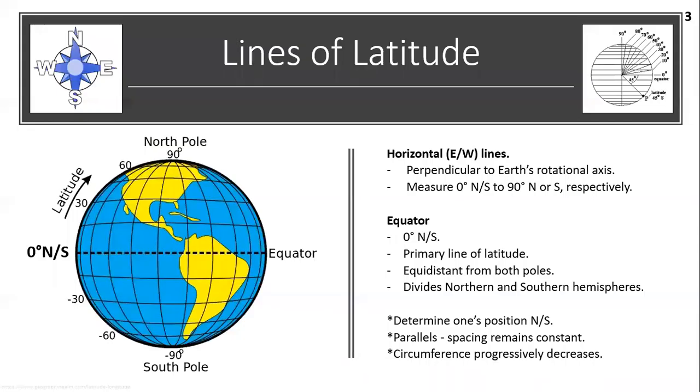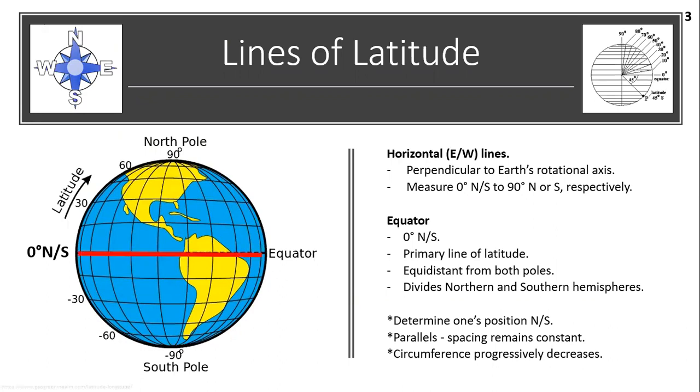Lines of latitude. Latitude lines are imaginary lines that run horizontally or east-west, and they are perpendicular to the Earth's rotational axis. They measure from 0 degrees north-south latitude to 90 degrees north and 90 degrees south at the geographic poles respectively.